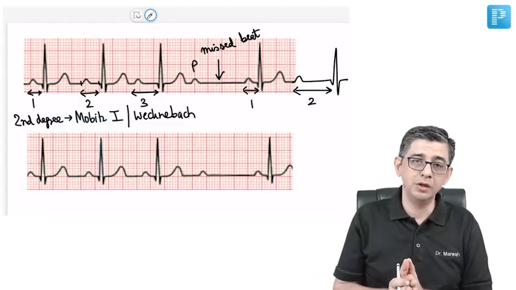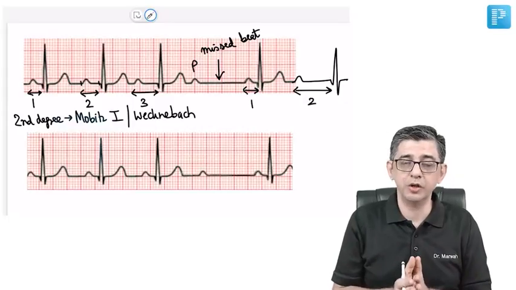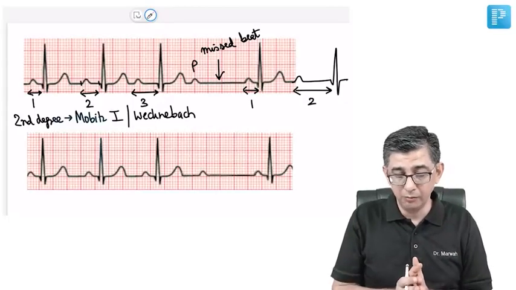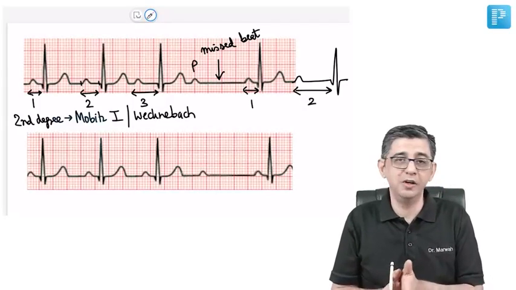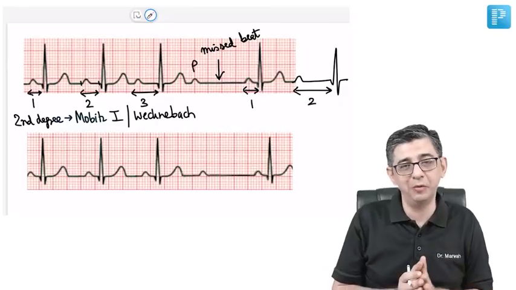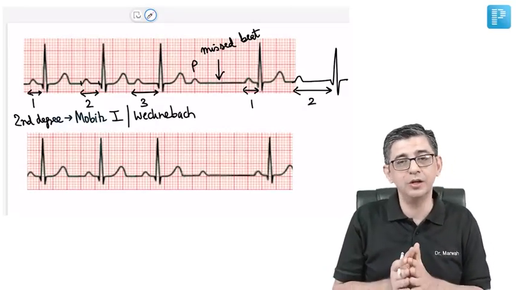So the query of most people is, sir, in the exam, because it's a pressure cooker situation, by the time we are counting the third PR interval, we have forgotten the second one, or we have forgotten the mathematical value of the first one. So isn't there a solution to it?